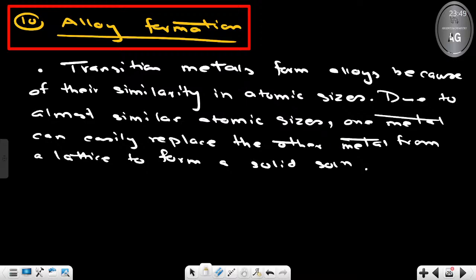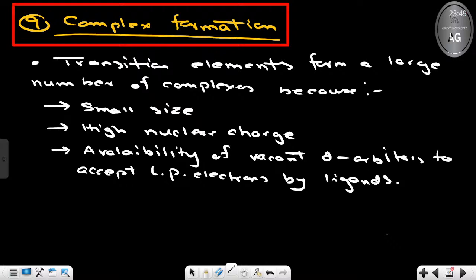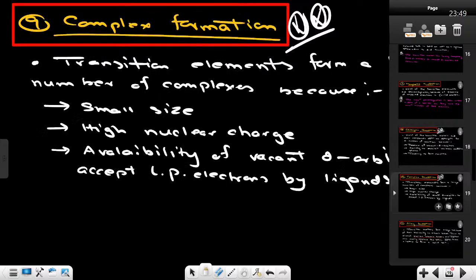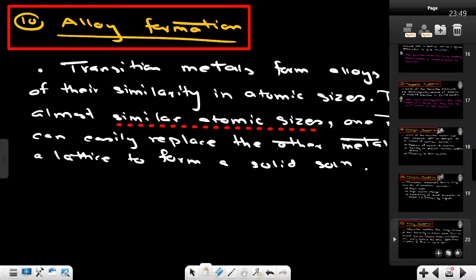Clear? So what is the point that you need to remember? Similar atomic size. Since they have a similar atomic size, one metal can easily displace another metal. This is very important. Complex formation, please read very carefully. Complex formation and catalytic property, both are very important. You can see directly 3 points are there in your paper. Simply write the 3 points. Whichever points the teacher has in the marking scheme, they will give you marks on that. And if you cannot remember, at least write the major point.